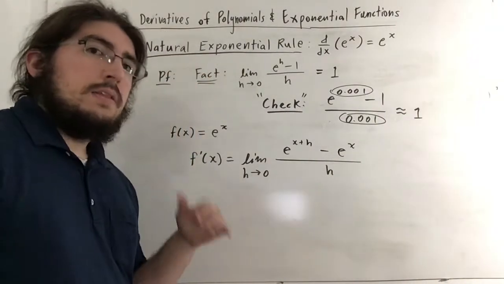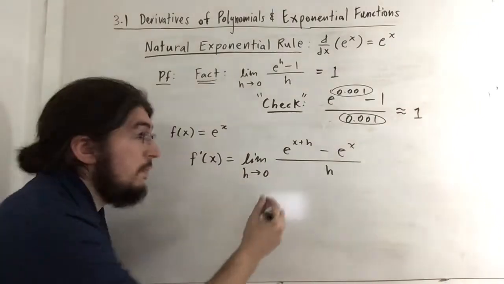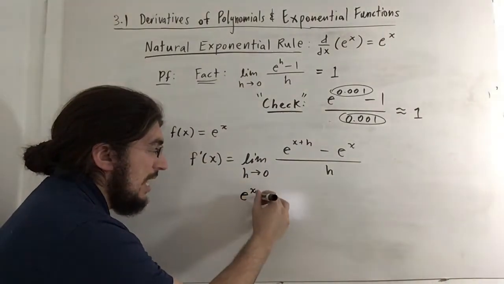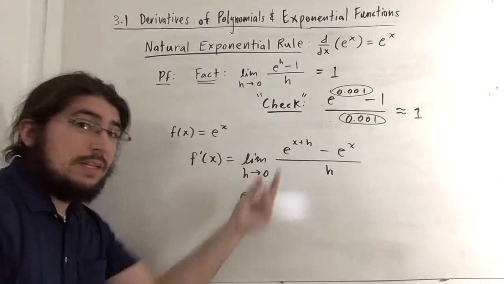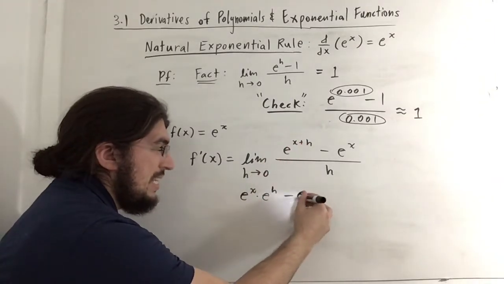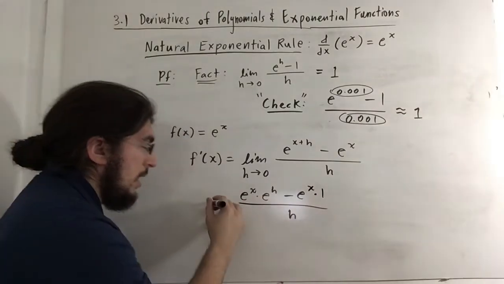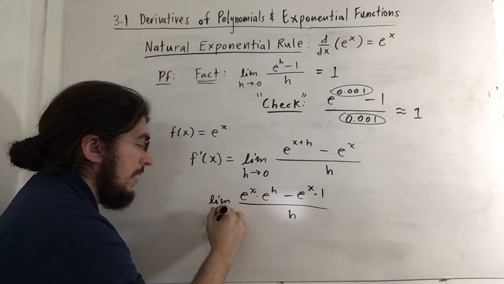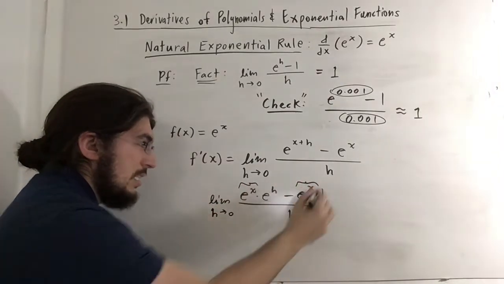And there's a few things you can do. You can rewrite the first term as e to the x times e to the h. Since you have the same base, you can add the powers and you'll get exactly this. Also notice e to the x is the same as e to the x times 1. So what I'm basically trying to say is what we can pull out from the top is just e to the x itself. Because they both, of course, have e to the x in common.